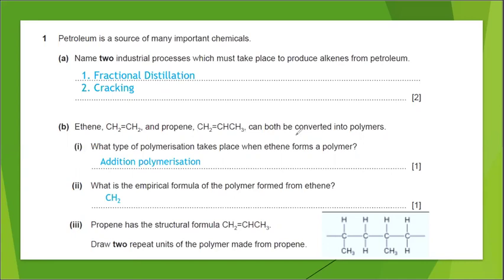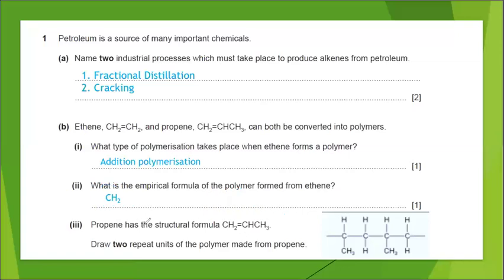Now, they say, what is the empirical formula of the polymer formed from ethene? So ethene has the formula C2H4, right? Et because we have two carbons, ene because there's a double bond present. The empirical formula is the simplest whole number ratio of carbons to hydrogens. So if we were to break this down, 2 divided by 2 is 1, and 4 divided by 2 is 2. Hence, we end up with C1H2 or CH2.